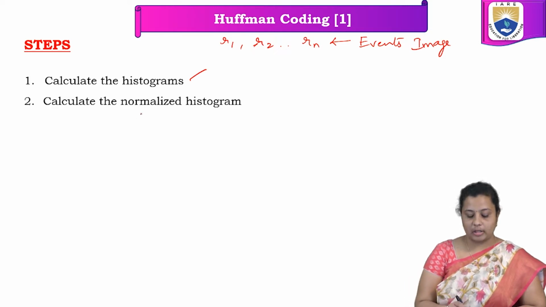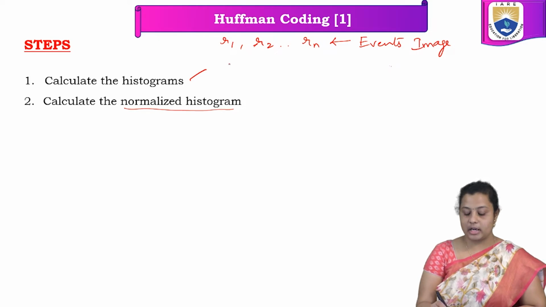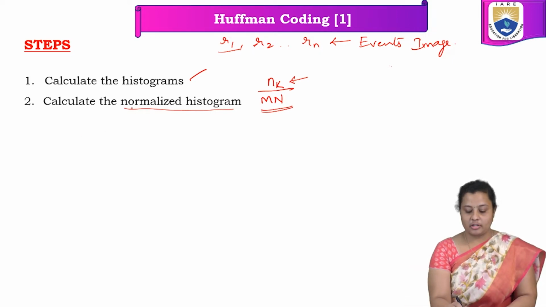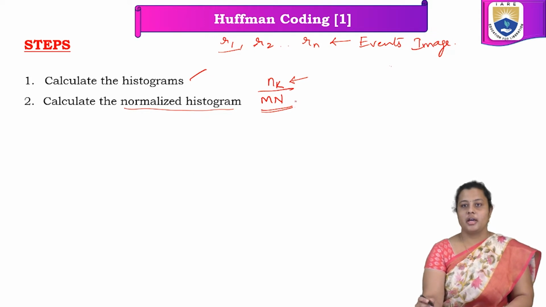Then we have to calculate the normalized histogram. So what is the histogram? When we calculate the possible number of events, we calculate the probability. Probability is given by the normalized histogram, which is given by the equation nk by MN, where nk is the number of pixels having the intensity value R1, for example, and MN is the total number of pixels in our image. So the normalized histogram is calculated by nk by MN, right?